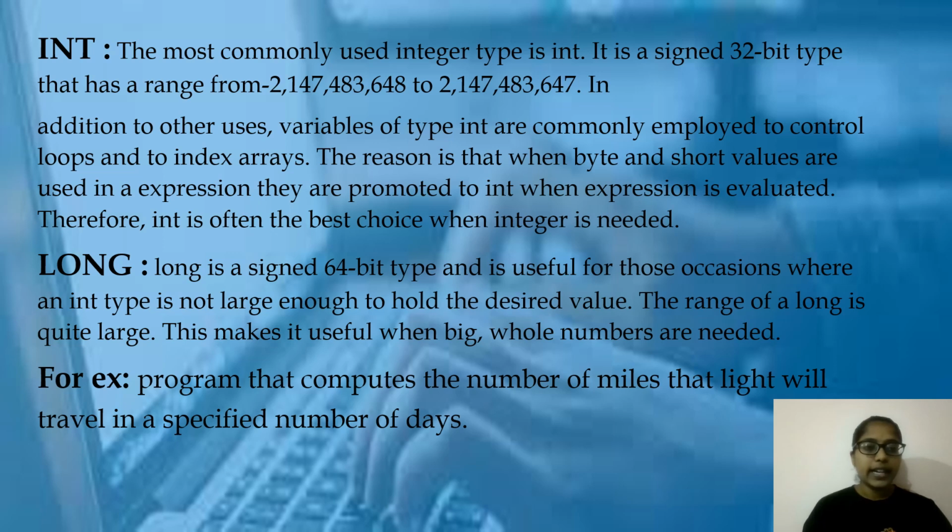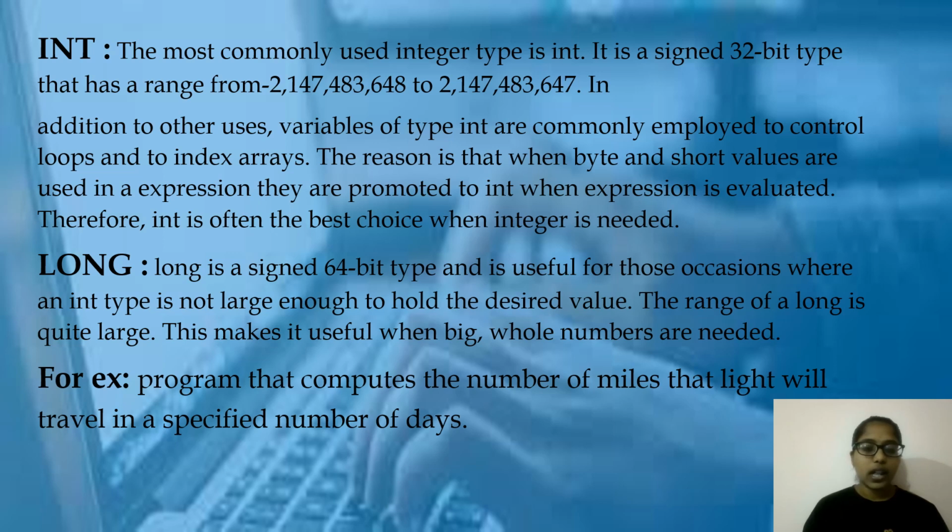Next is int. The most commonly used integer type is int. It is a signed 32-bit type. It has a range from negative values to positive values. In addition to other uses, variables of type int are commonly employed to control loops and to index arrays. The reason is that when byte and short values are used in expressions, they are promoted to int when the expression is evaluated. Therefore, int is often the best choice when integers are needed.